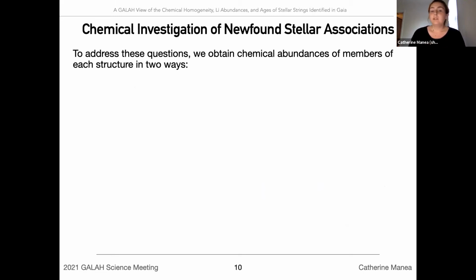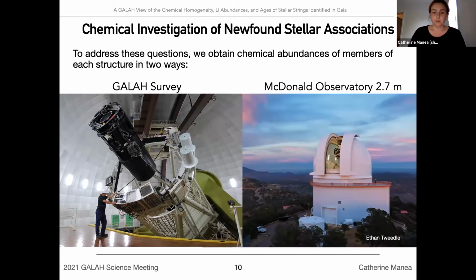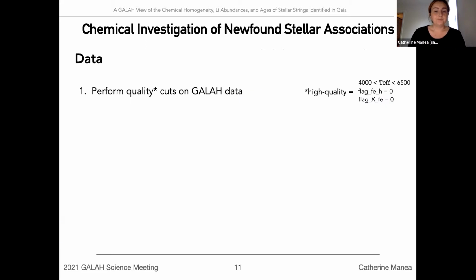So we chemically investigate these strings using 2 data sources. First of all, the GALAH survey, which is ideal for this study because of their broad chemical investigation access, and also the McDonald Observatory at the University of Texas. That part is still ongoing, so today I'm going to focus on the GALAH results.